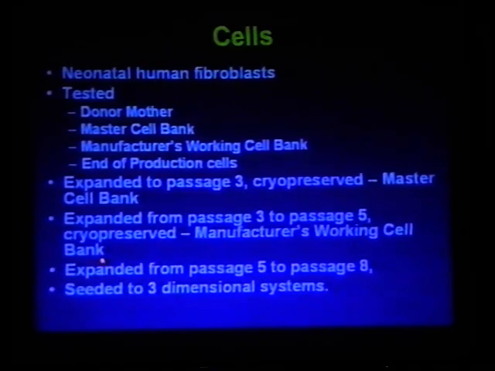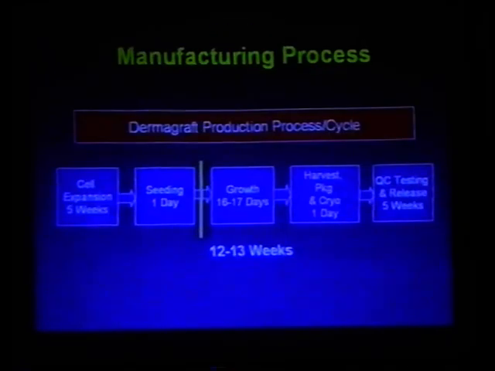And then 2 or 4 times a week, vials from this bank are expanded again from passage 5 to passage 8 and seeded to the 3-dimensional systems. So this is how the system looks. Starting from the manufacturer's working cell bank, it takes about 5 weeks to perform the expansion. Seeding takes a day, 16 to 17 days for the growth process in three-dimensional systems, and then there's QC testing and release, which takes another 5 weeks. So the whole process is about 12 to 13 weeks. We'll come back to the significance of that in the talk tomorrow.